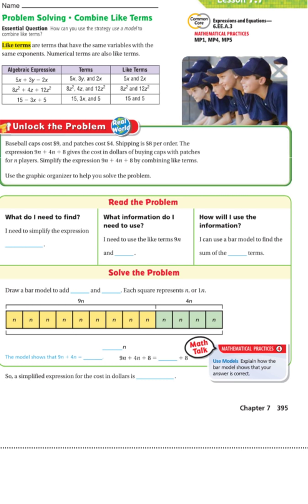Lesson 7.7, Problem Solving, Combining Like Terms. Essential question: How can you use the strategy, use a model, to combine like terms? Like terms are terms that have the same variables with the same exponents. Numerical terms are also like terms.